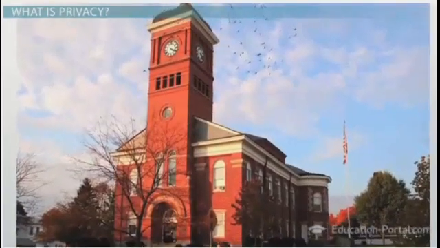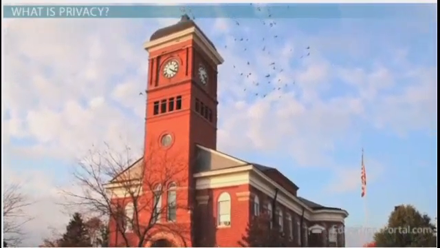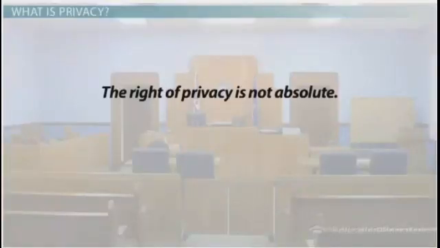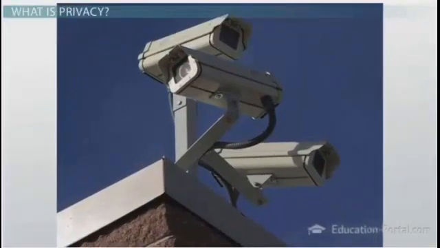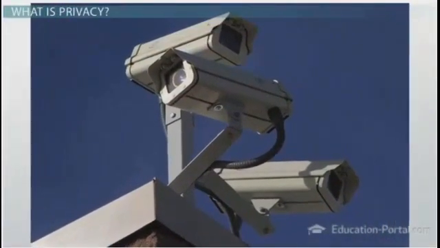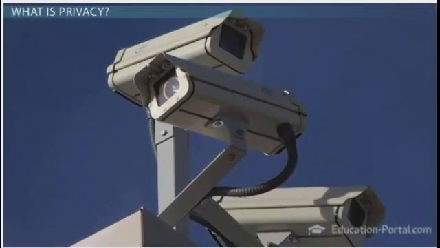However, the following 2 rules have been followed fairly closely in past court decisions in many countries. The right of privacy is not absolute and must be balanced against the needs of society, and the public's right to know is superior to the individual's right of privacy. These 2 rules reveal why it is difficult in some cases to determine and enforce privacy regulations. There are a number of privacy issues that are of concern, including electronic surveillance, availability of personal information, cookies and spyware, and workplace monitoring.